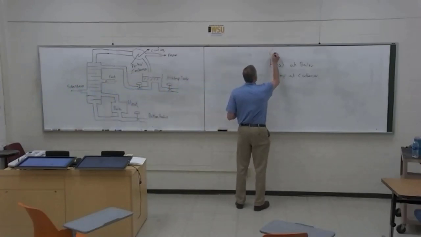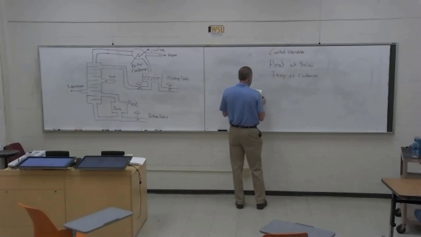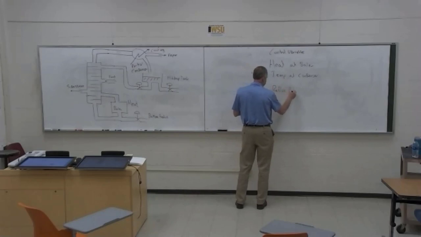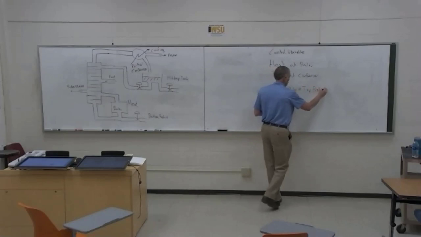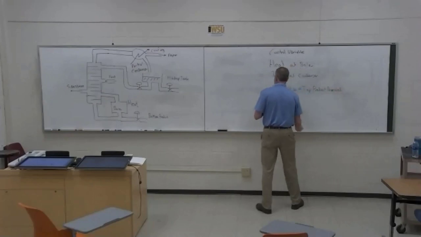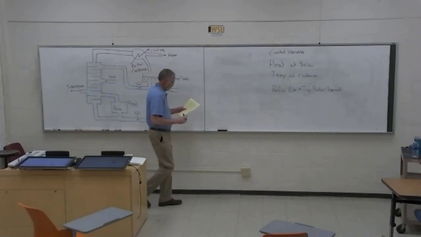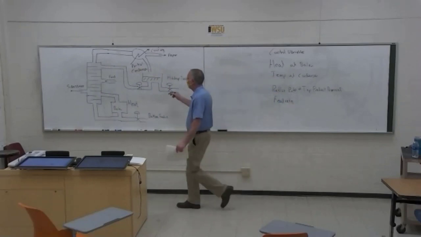So here are our control variables. Heat of the boiler, the temperature of the condenser. There's also the reflux rate at the top, and the top product removal. So that's these valves up here. You can take product out and you can send it back in. You have to decide what you're going to do there. There's the rate at which you're going to feed in through the feed stream there.